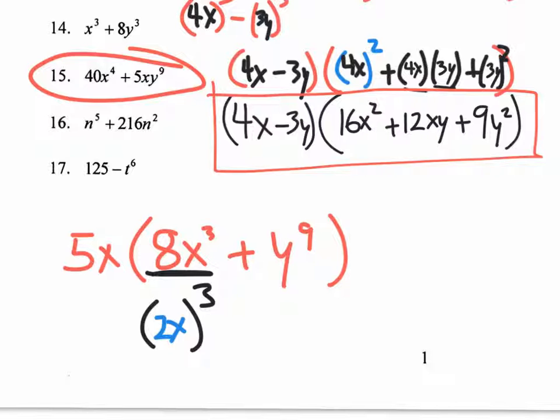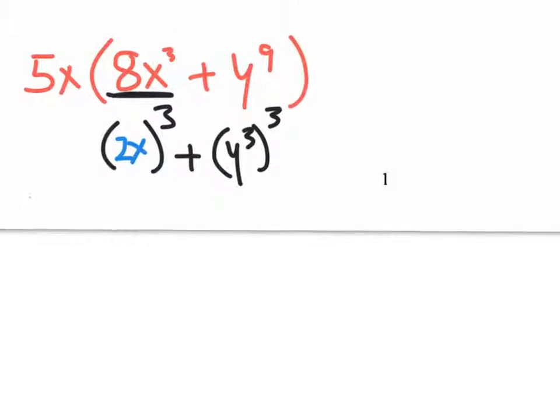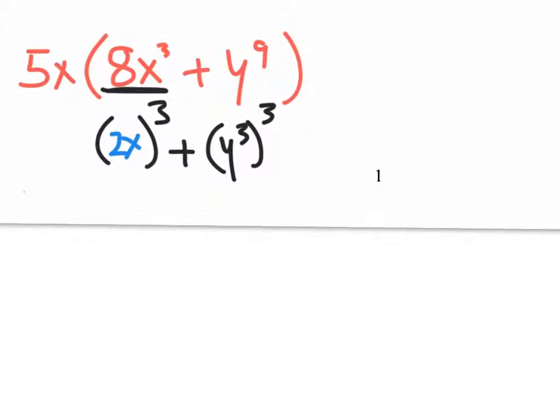Now how about y to the 9th? Let's think about that one. That'll be a little interesting to think about, because what value in there to the third power will give you y to the 9th? Well, that'll be y to the third, because a power to a power, you multiply it. 3 times 3 is 9. So by doing this, I have identified my a value and my b value. My a value is 2x, my b value is y to the third.